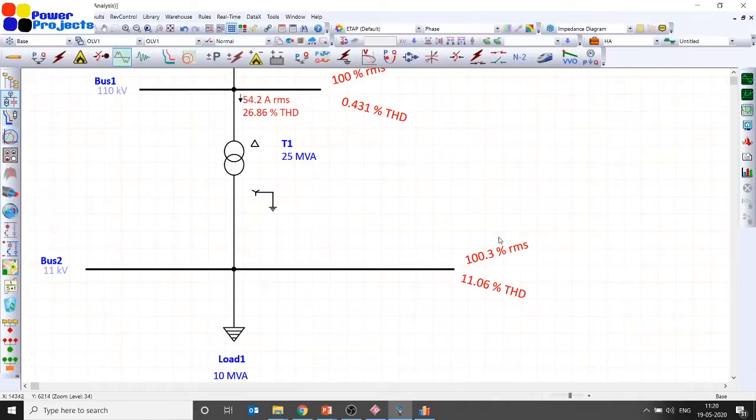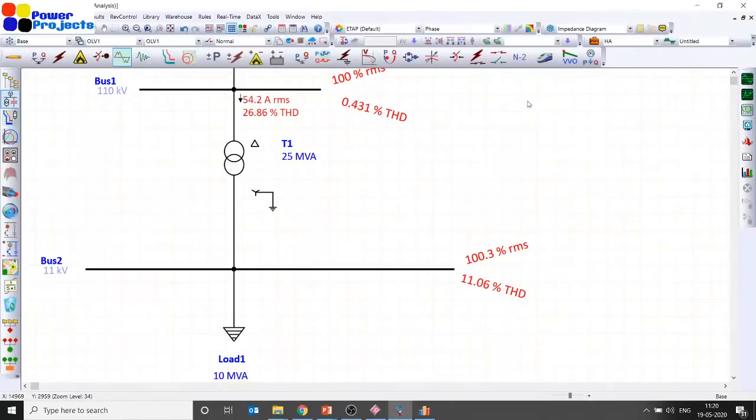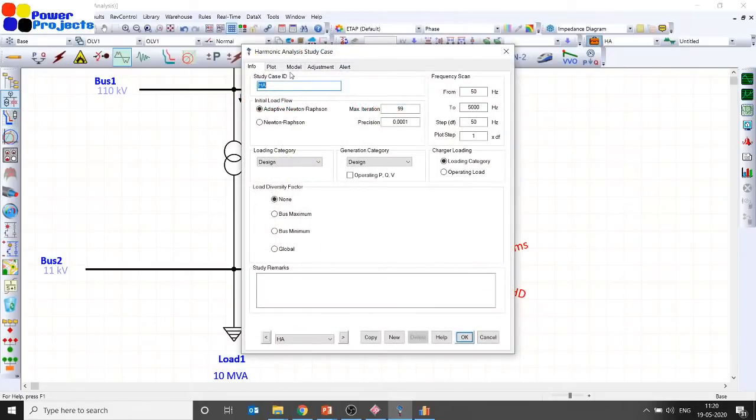But now one interesting fact is the voltage wave shape is not purely sinusoidal at the 11 kV bus. This wave shape, you can see, is very awkward. Now if I am adding an additional load at bus 2, assume that's a pure linear load. Now that load also will try to draw a current which is non-linear, that means non-sinusoidal, in nature.